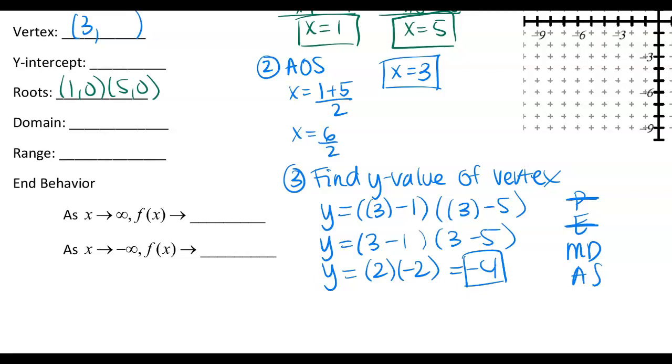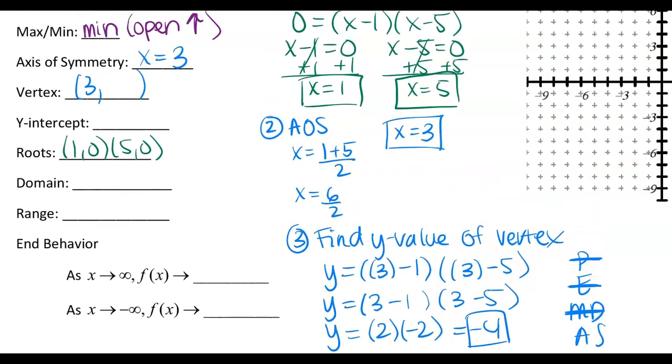We went through the parentheses. There were luckily no exponents. The last step was to multiply. Michelle, what did we just find? The y coordinate for my vertex. So up here, we're going to plug in a negative 4.